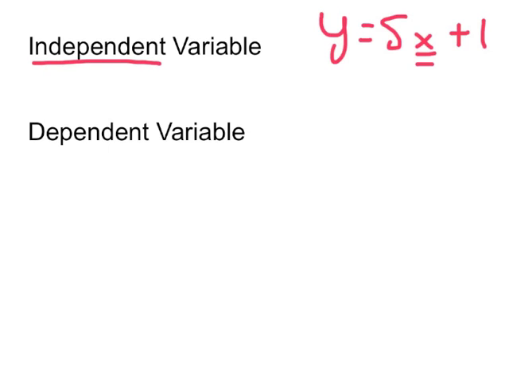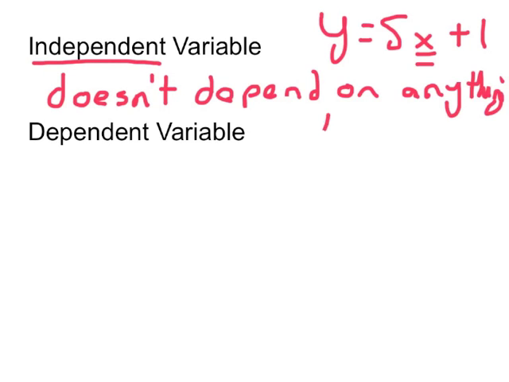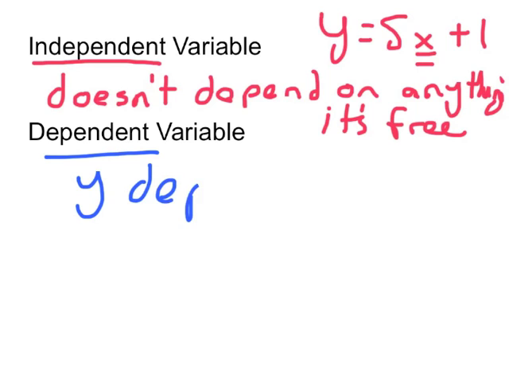There are two variables in these equations, and they have different names. For example, in y equals 5x plus 1, the independent variable is going to be x. And what they mean by independent variable is that the x doesn't depend on anything. It's free. A dependent variable, on the other hand, depends on the independent variable. So in this case, y depends on x.